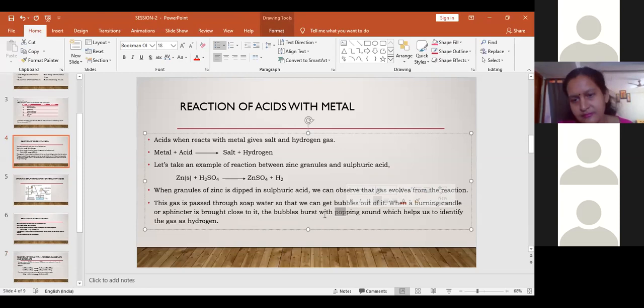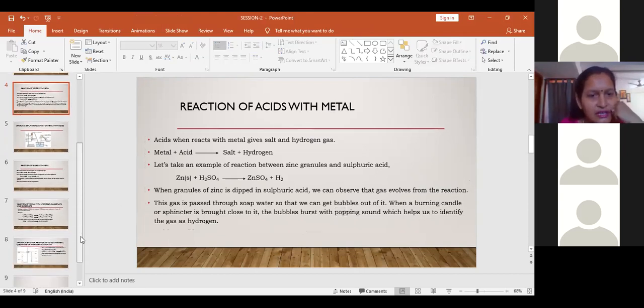When the gases pass through soap water, it forms bubbles. And when we bring a burning splinter near it, there's a pop sound. That's because the gas is burning. We can identify the hydrogen gas like this. Good, good. Then comes Nida.